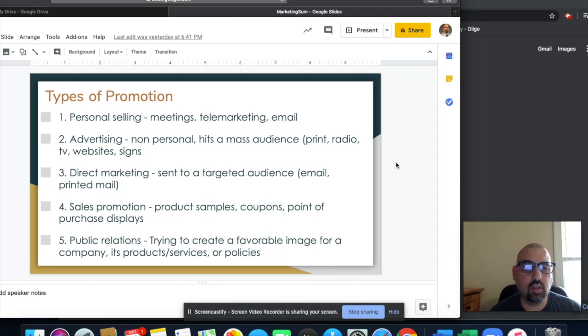Sales promotion. This is product samples, coupons, point of purchase displays. Sales promotions, when we think about that now, pre-COVID-19, of course, the product samples, like at Walmart, Hy-Vee, Sam's Club, some of these restaurants or some of these grocery stores might have product samples. That's a promotion. They generally want you to try a bite of something, and then they say, oh, if you'd like to make a purchase of it, it's right here for $3.49. It's our special right now. So that's the whole idea, the concept behind sales promotion.